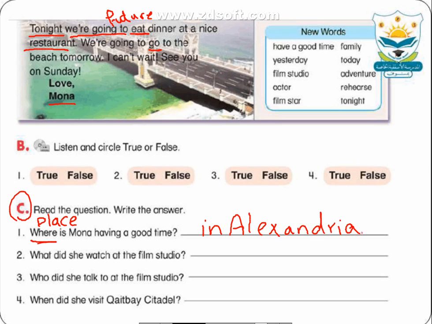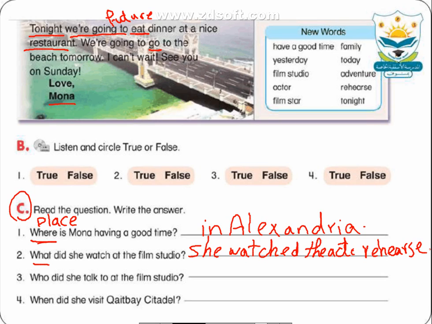Okay? Number 2. What did she watch at the film studio? هي شافت ايه هناك؟ She watched, as we read also, she watched the actors rehearse.